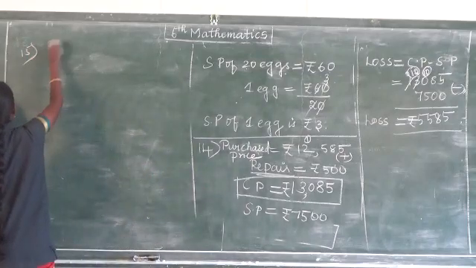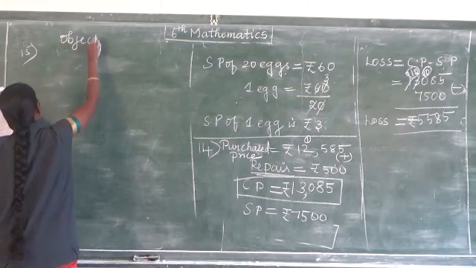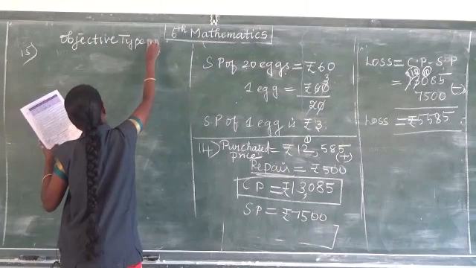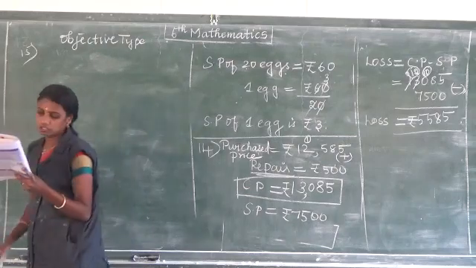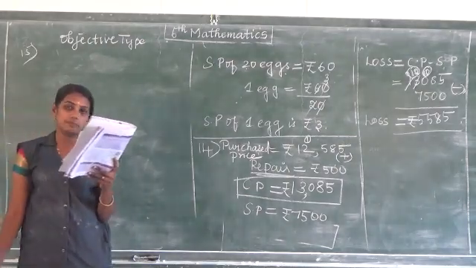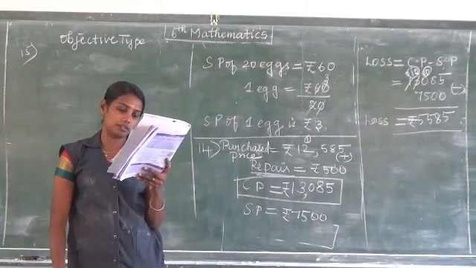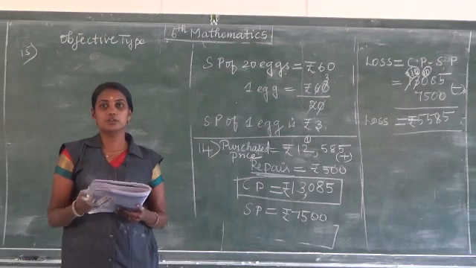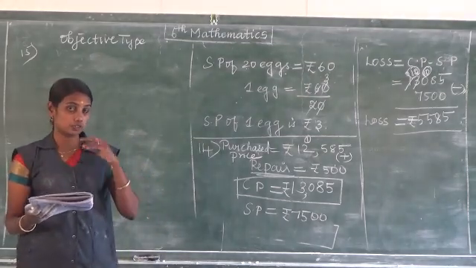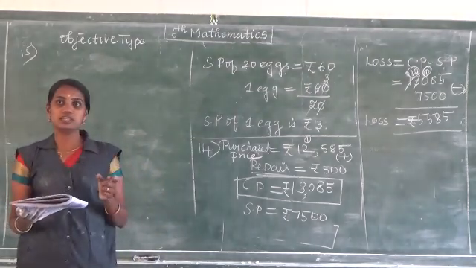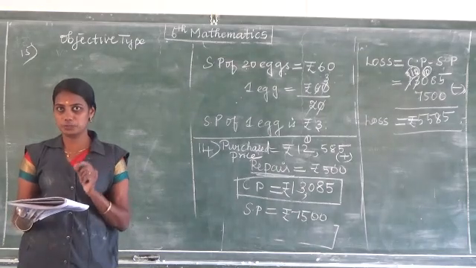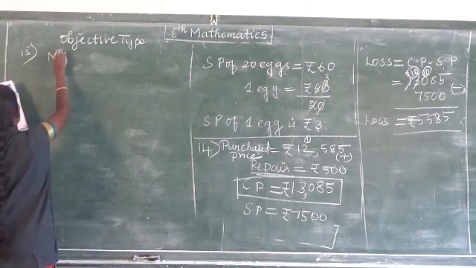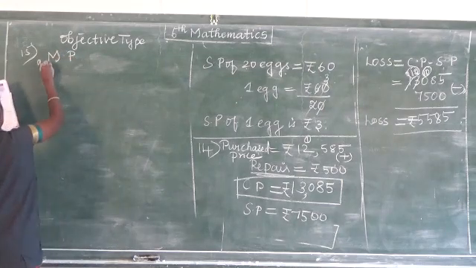Question number 15. Discount is subtracted from what? Marked price, or cost price, or loss, or profit. Discount means, I told you before, there will be the word marked price. There is no cost price. So the answer to the 15th is marked price, option A.